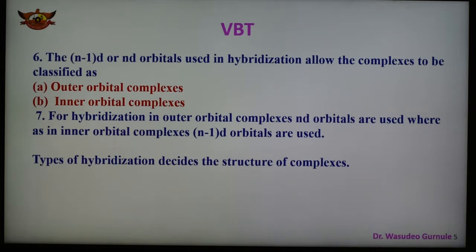In case of coordination number 6, there are two types of hybridization, d2sp3 or sp3d2, inner and outer. So sp3d2 uses the outer d orbital, d2sp3 uses the inner d orbital, and this is the octahedral geometry. So depending upon the types of hybridization, we decide the structure of the complex. So the hybridizations mainly in complexes are sp3, dsp2 and sp3d2 or d2sp3.